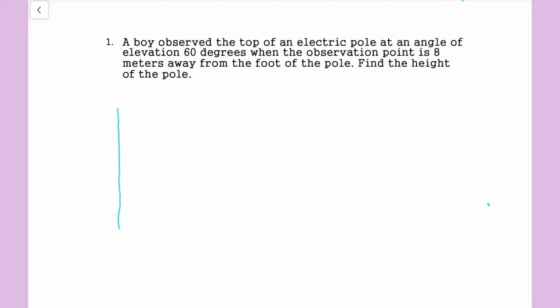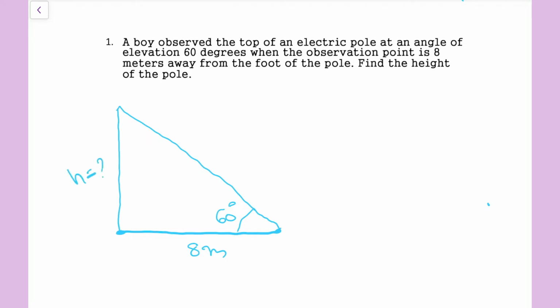So this is the electric pole, at an angle of elevation of 60 degrees. From some point, one boy is observing the top of the electric pole at 60 degrees. When the observation point is 8 meters away from the foot of the pole, this is the observation point and this is the foot of the pole. So this distance is given as 8 meters and this is the angle of elevation, 60 degrees. Then he is asking to find out the height of the pole.